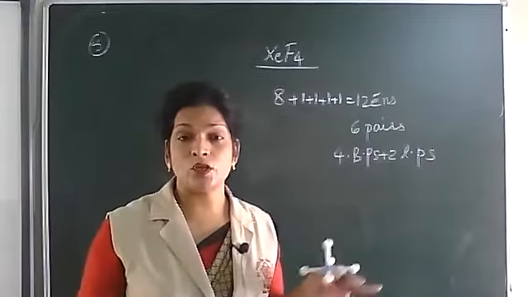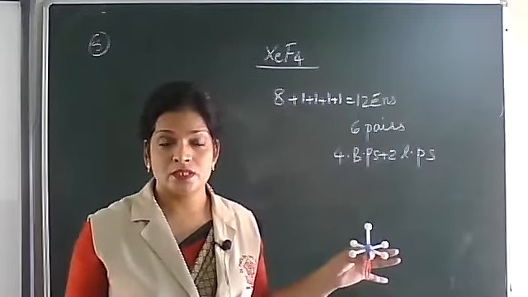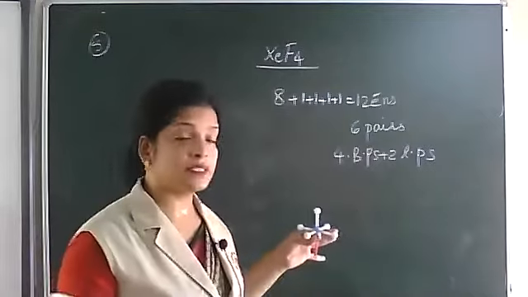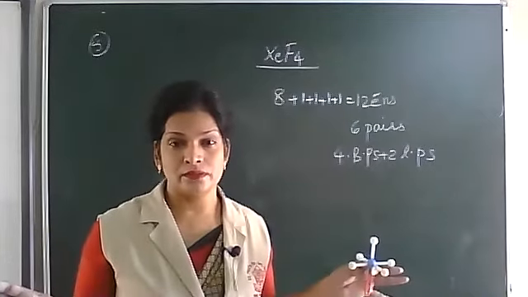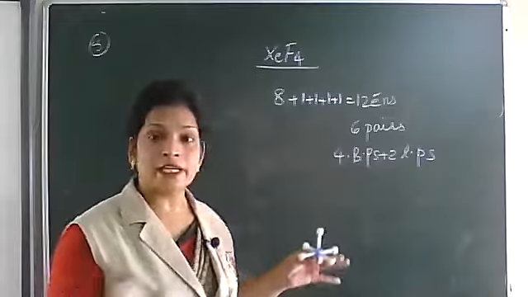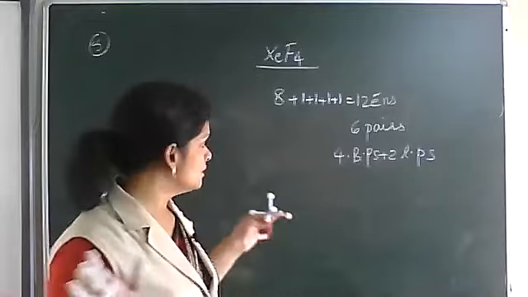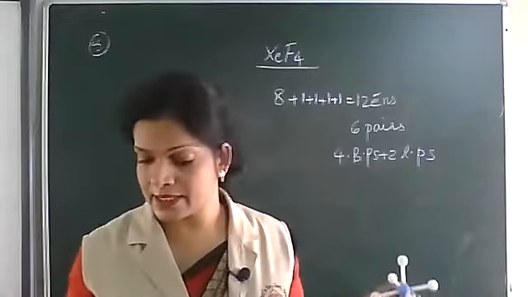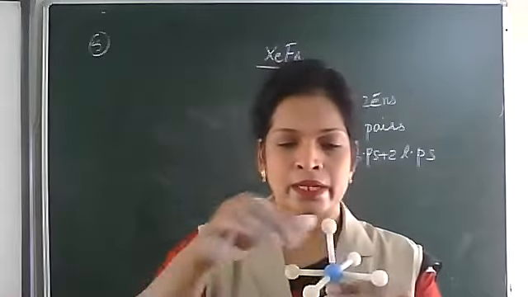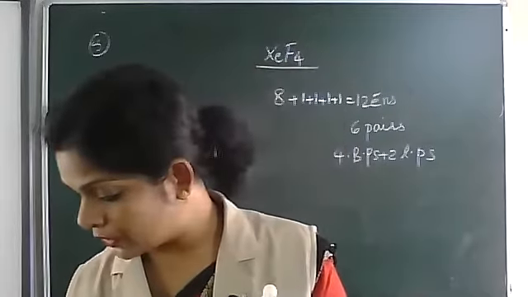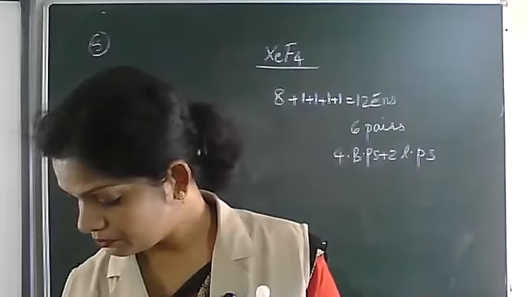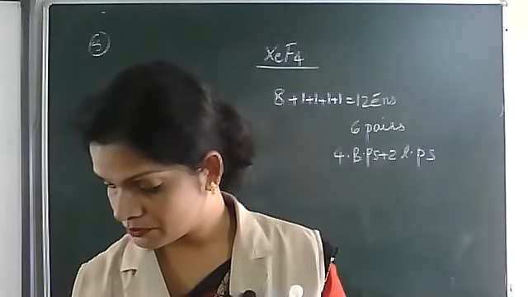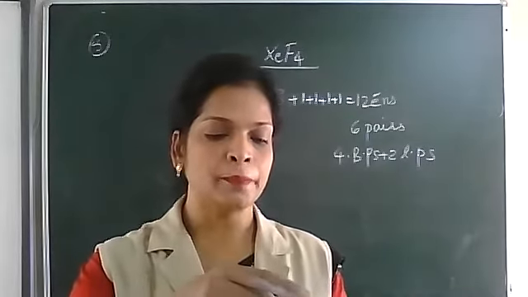Anyway, these lone pairs are to be kept far apart so that there should be minimum repulsion. Minimum repulsion, for that only they stay far apart. Minimum repulsion gives maximum stability. So I am replacing this one and I am putting a lone pair on the top.